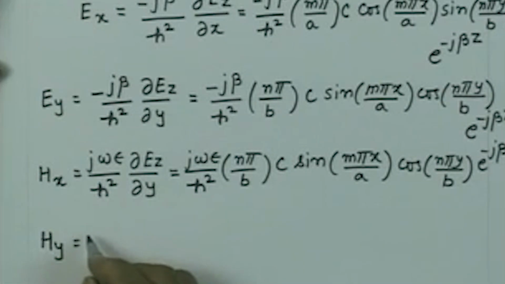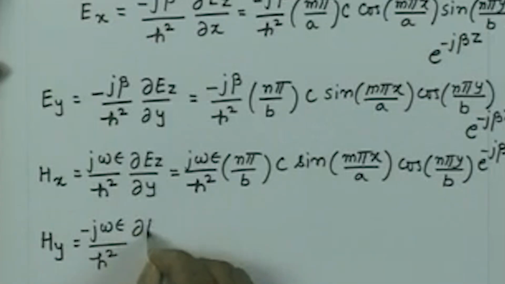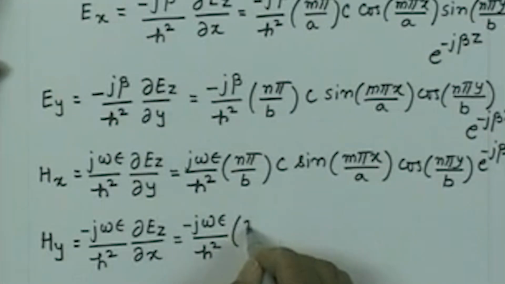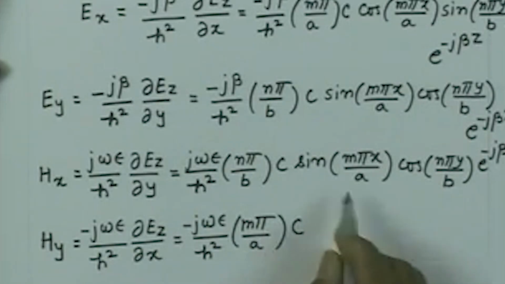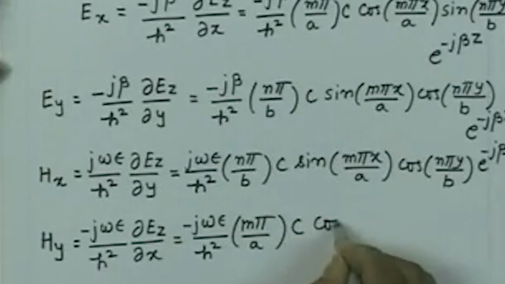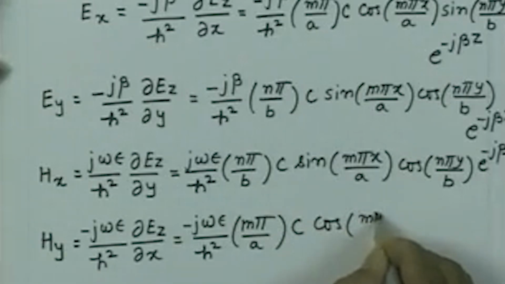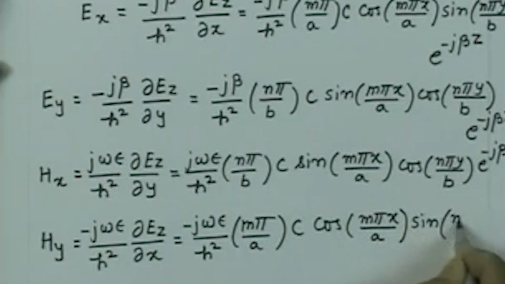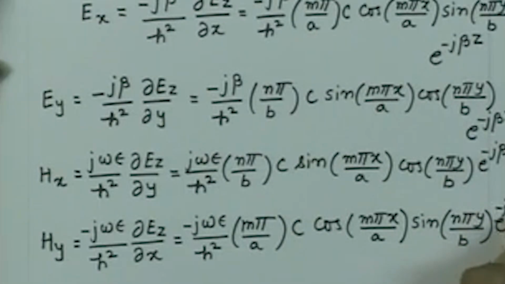equal to minus j omega epsilon upon h square dEz by dx, that is minus j omega epsilon upon h square, m pi by a, c, like this, cosine of m pi x by a, sine of n pi y by b, e to the power minus j beta z.